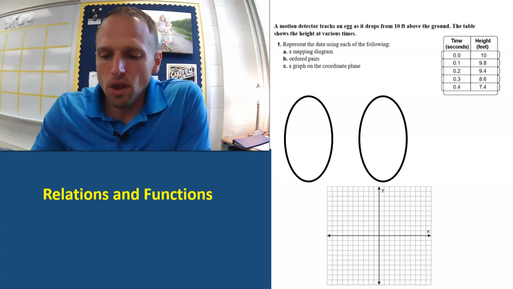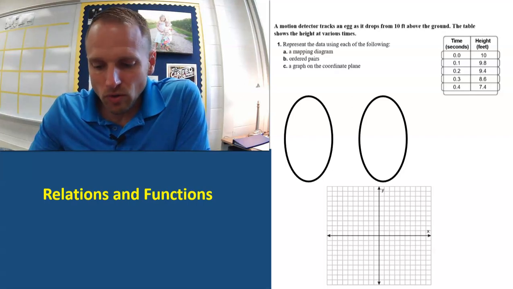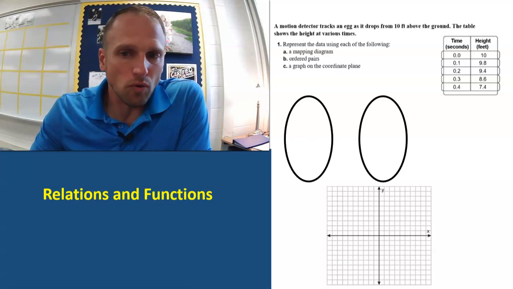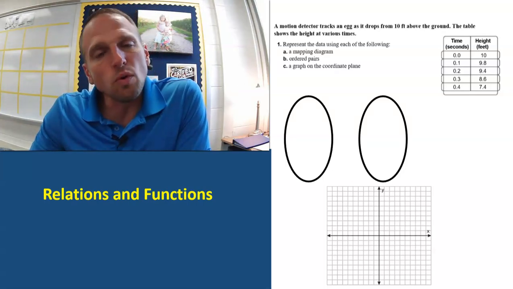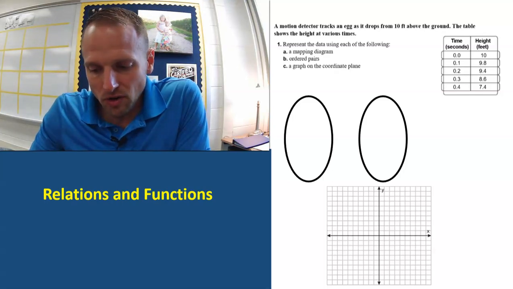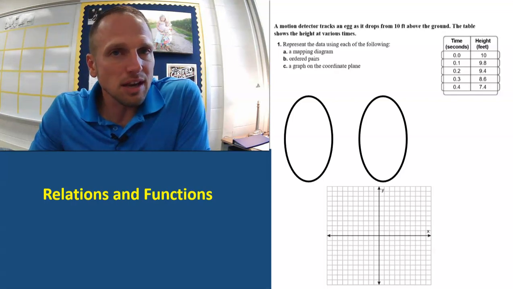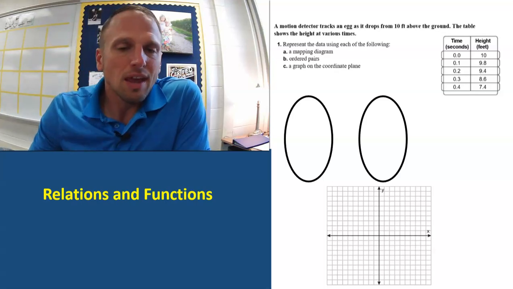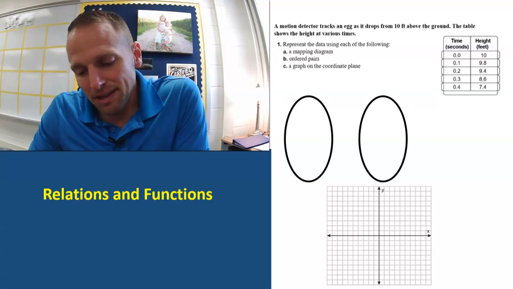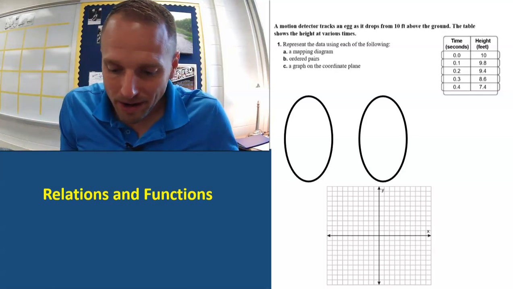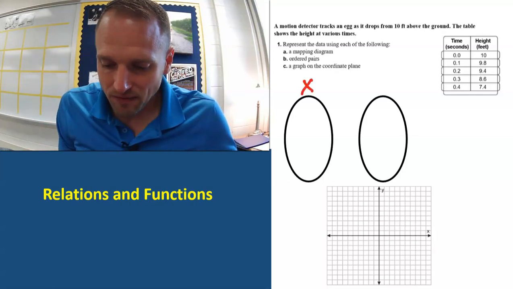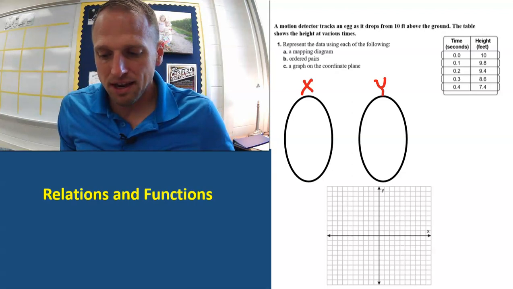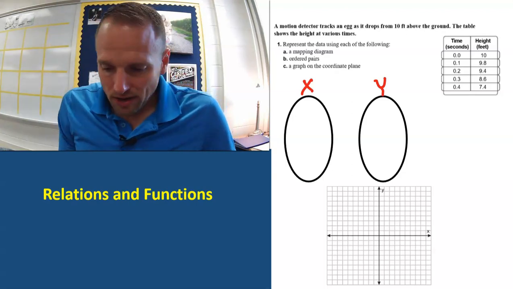Well, to do a mapping diagram, all we have to do is take 2 circles, 2 ovals, and in the first oval, we're going to put the data. So over here, you can see the data, the time in seconds, and in the second oval, we're going to put the dependent data, which is the height. So we have independent in the first, dependent in the second. Another way to think about it would be X data in the first and the Y in the second. So let's go ahead and do this.